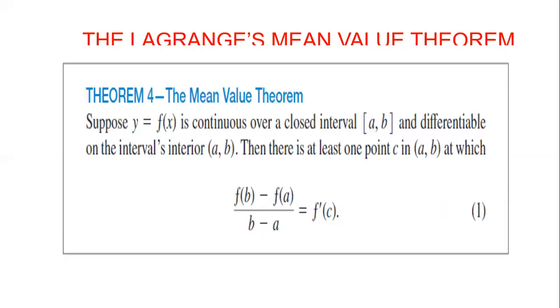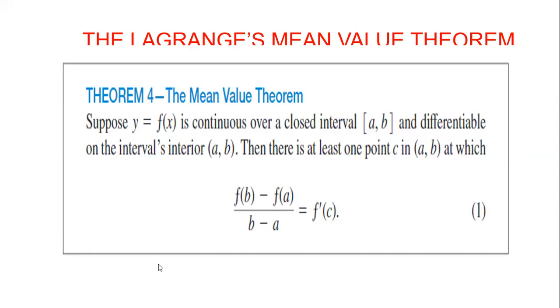The given function f is defined on the closed interval [a, b]. Condition 1: f is continuous on the closed interval [a, b], and f is differentiable on the open interval (a, b). The third condition: f(a) equals f(b). Then there exists an element c in the open interval (a, b) such that f'(c) equals 0. f'(c) equals 0 means the slope of the function at c equals 0.